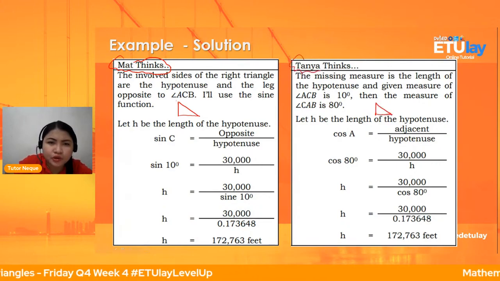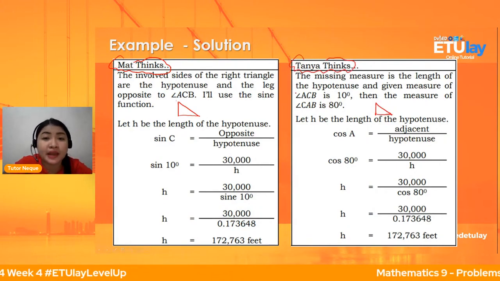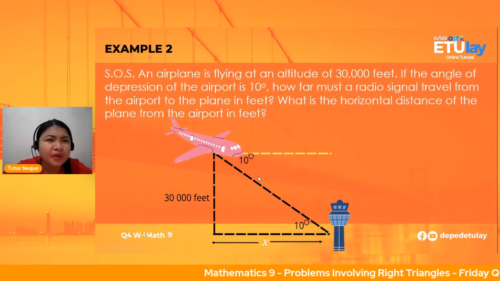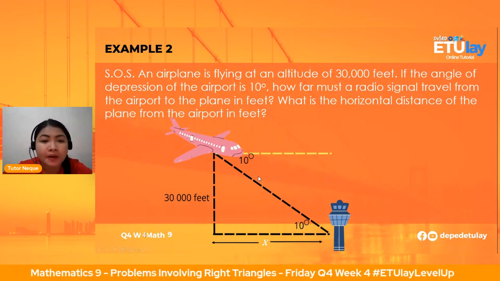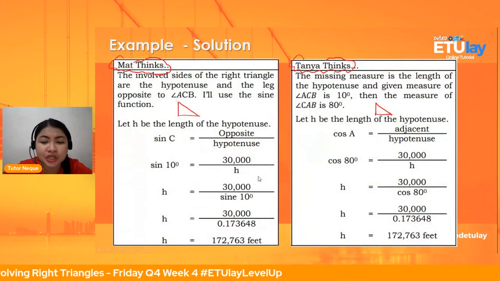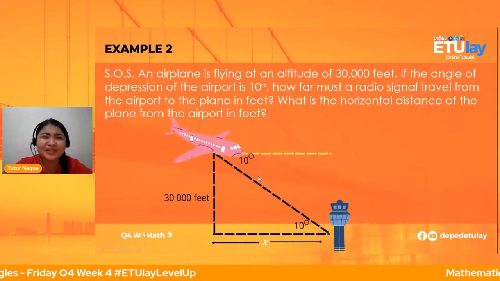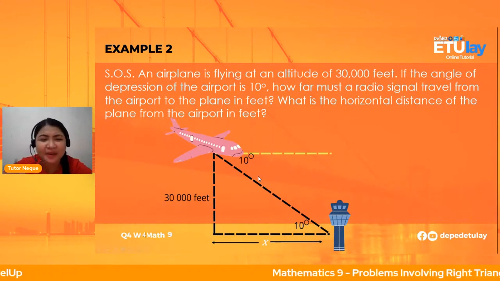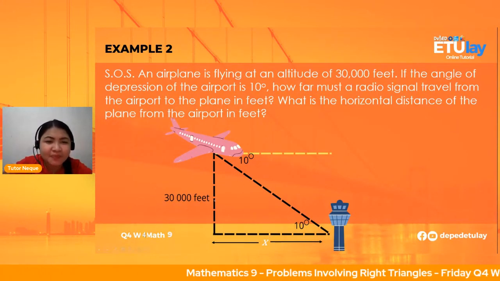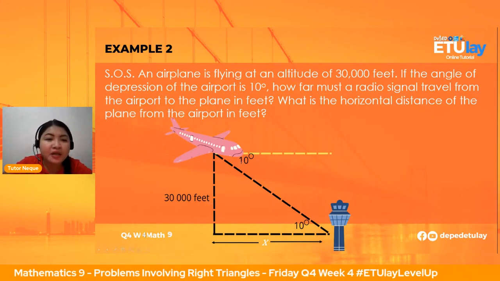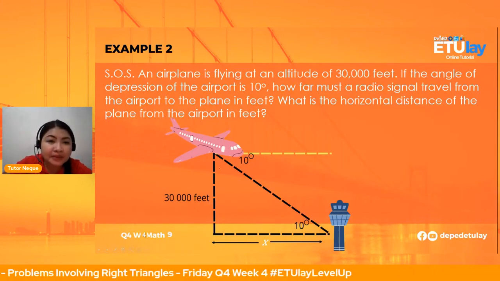Okay. Ito naman yung kay Tanya. Double check natin ha. Baka mamaya iba ang ating illustration. So, an airplane is flying at an altitude of 30,000 feet. Alright. Okay, so namali lang tayo ng illustration. But don't you worry kasi dito, ay teacher, tangent pa din yan eh. Opposite, tama ba? Adjacent, tapos opposite. So, tangent pa din.